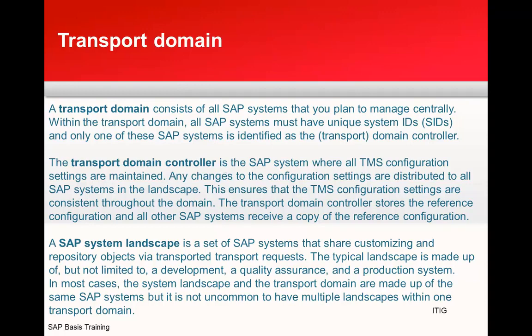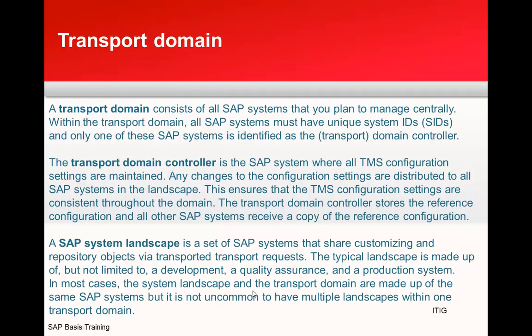Any changes to the configuration settings are distributed to all SAP systems in the landscape. This ensures that the TMS configuration settings are consistent throughout the domain. The transport domain controller stores the reference configuration, and all other systems receive a copy of the reference configuration.